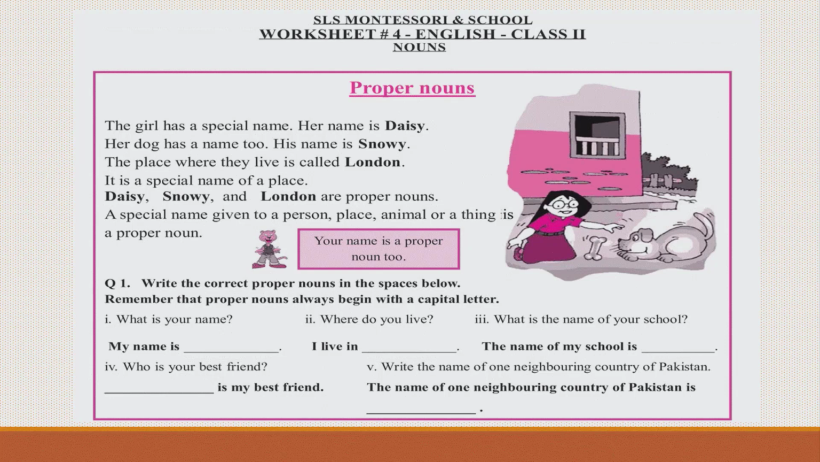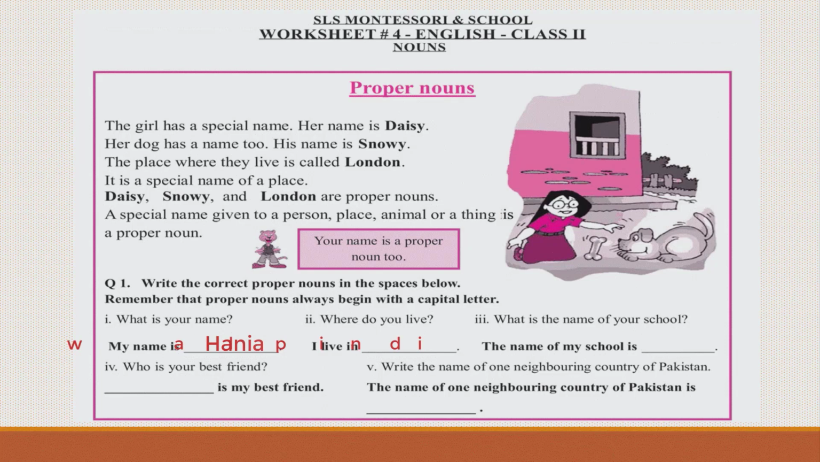Write the correct proper nouns in the spaces below. Remember that proper nouns always begin with a capital letter. Now you have to answer these questions and you have to write the proper nouns with the capital letters. What is your name? My name is Hania. You have to write down your name over here with a capital letter. Like I wrote Hania, but you have to write down your own name, right? And see, Hania, a special name, so the first letter of the name is going to be capital.